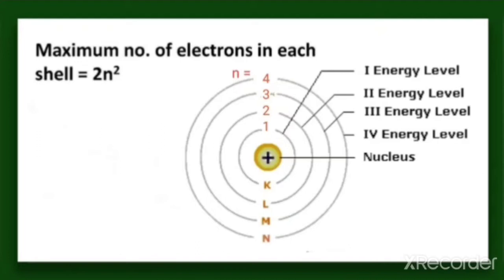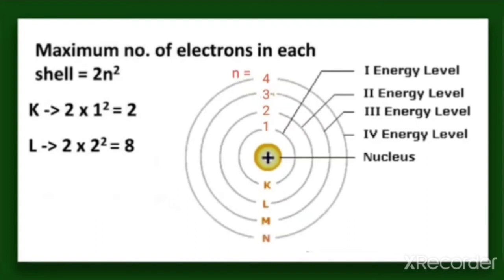According to this formula, we can find out the maximum number of electrons that can be accommodated in each orbit. Listen here, orbits, shells and energy levels are the same word here. First of all, let us find out for the first shell, that is the K shell. When we use the 2n square formula, 2 into 1 square is equal to 2. Therefore, in the first shell, the maximum number of electrons that can be accommodated is 2.